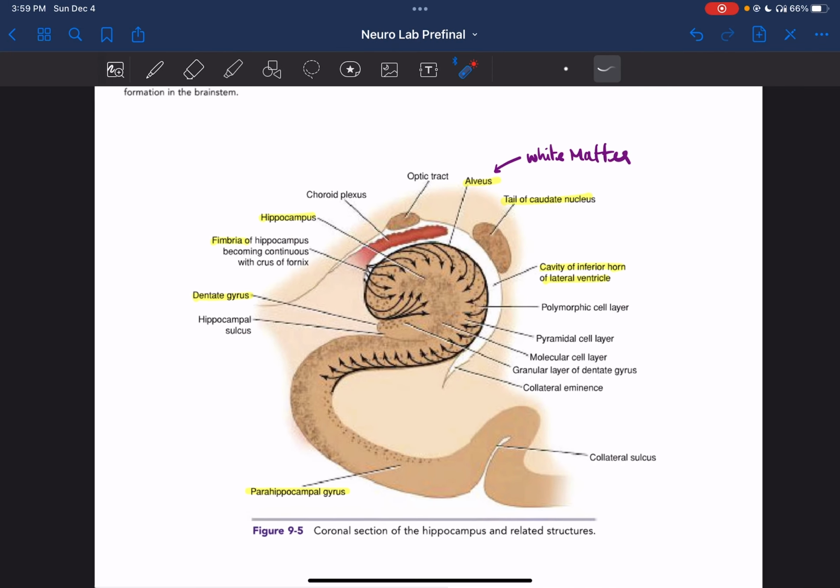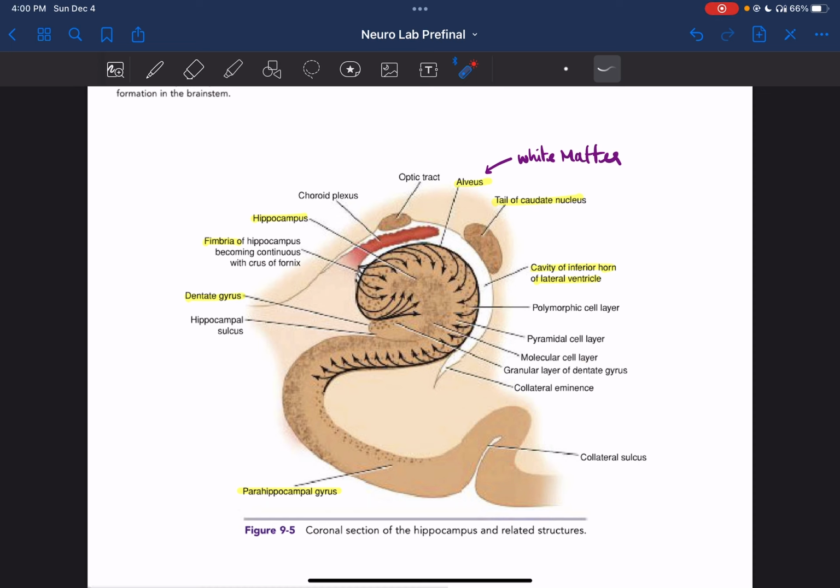Now, what about this? This is your parahippocampal gyrus, and this is your hippocampus. And in the hippocampus, there is something called your alveus, which are white matter fibers. These white matter fibers are going to form your fimbria, which converge near the hippocampus and go medially. So the place between this fimbria and the parahippocampal gyrus is called the dentate gyrus. Okay, and this cavity is the cavity of the inferior horn of the lateral ventricle, and it is lined by your ependyma.